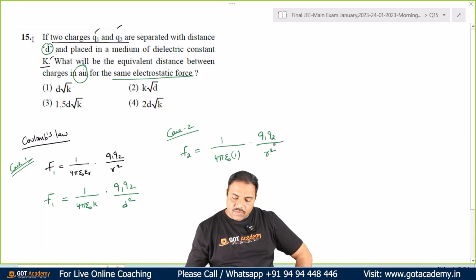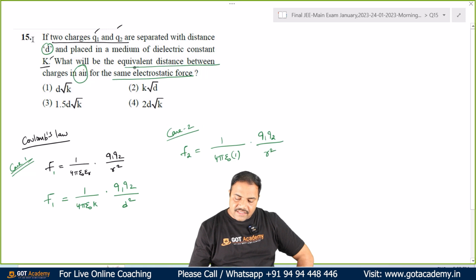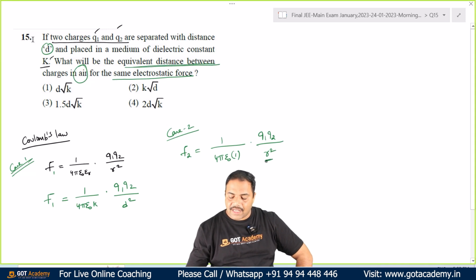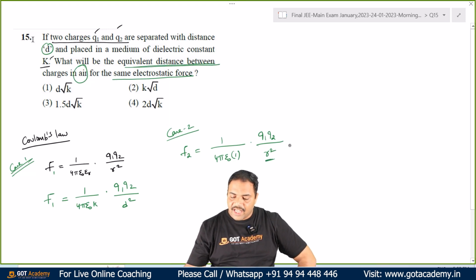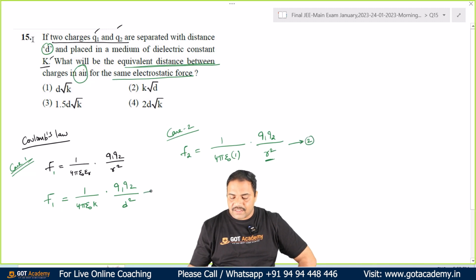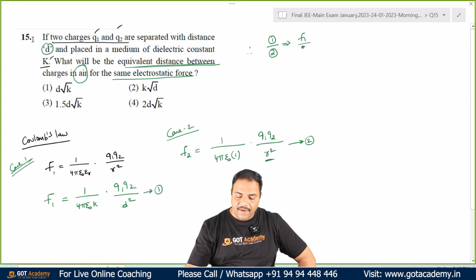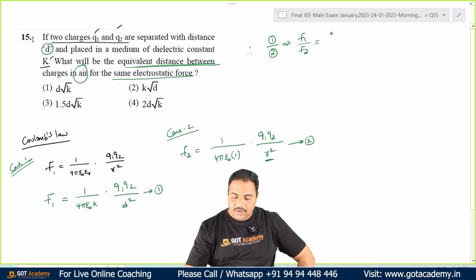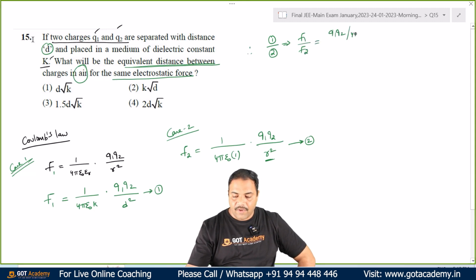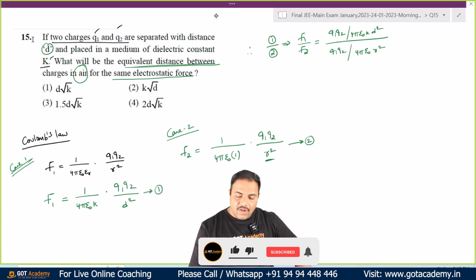Now we have to find out the equivalent distance in this case, so we have to find this r. Let us name this equation 2, whereas the earlier one is equation 1. So equation 1 by equation 2 gives F1 by F2 is equal to Q1 Q2 by 4 pi epsilon naught K d square, and in the next case, Q1 Q2 by 4 pi epsilon naught r square.